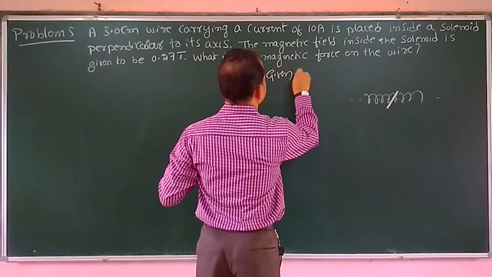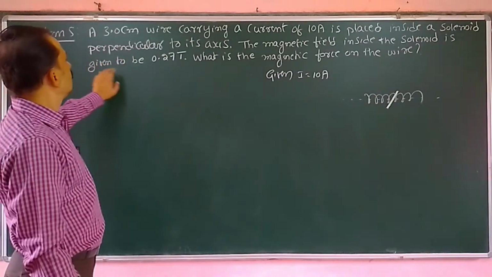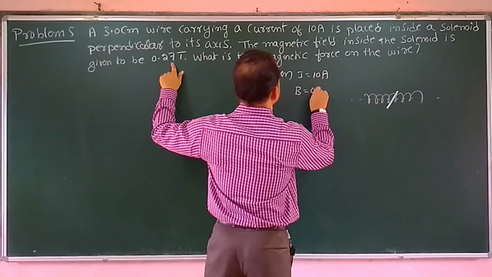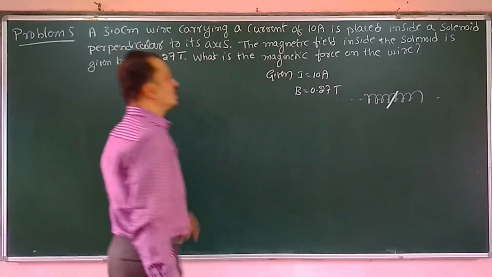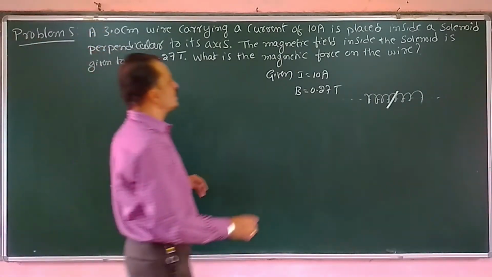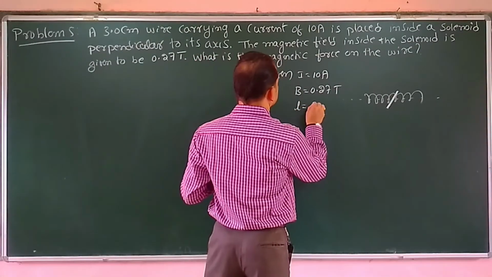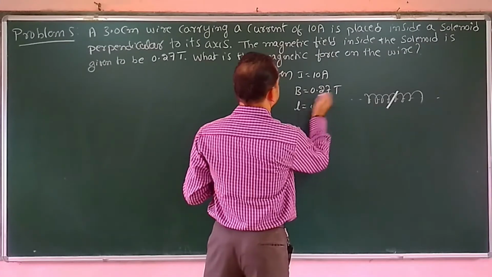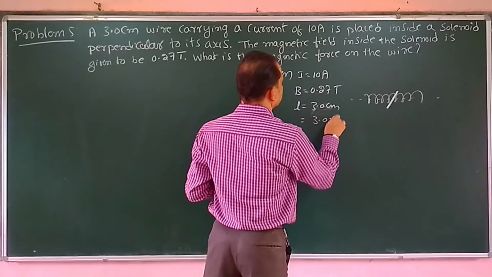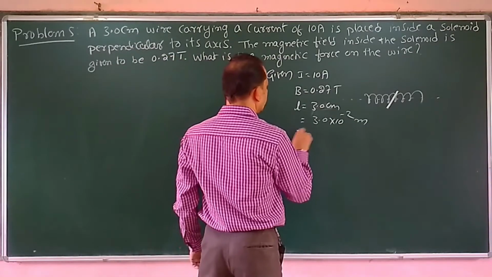So given here, current through the wire I is equal to 10 amps. Magnitude of the magnetic field inside the solenoid is 0.27 Tesla. And length of the wire is given 3 centimeter. If I convert it into meter, it is 3 into 10 raised to minus 2 meter. We have to calculate the magnitude of the force.